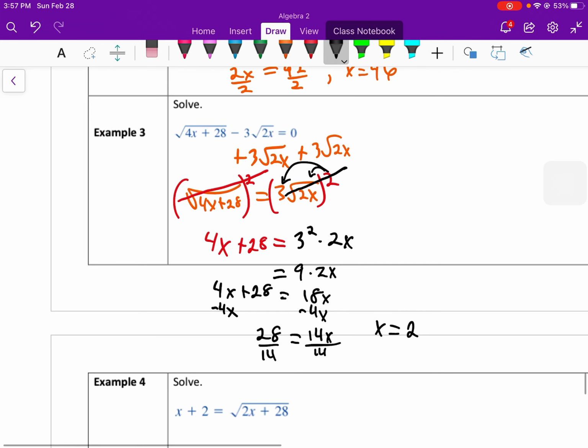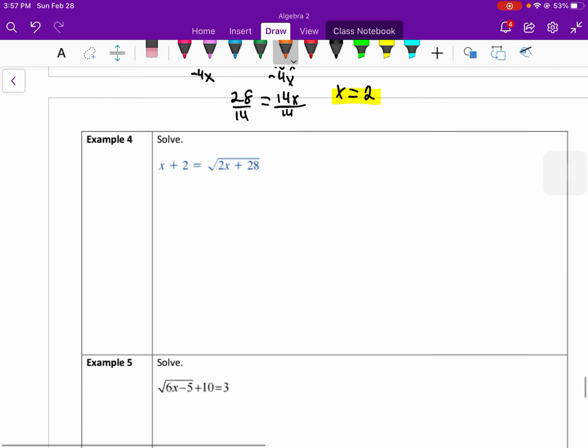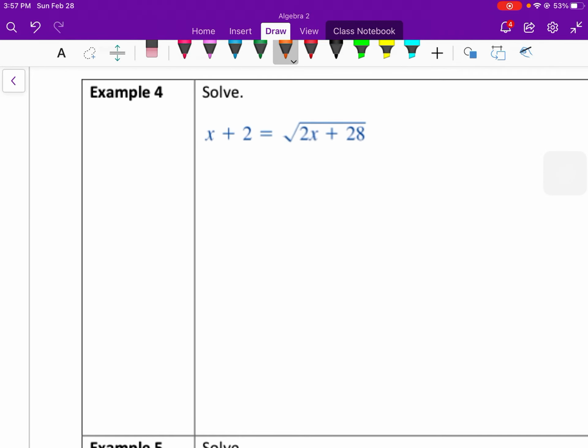Okay, so let's check. Let's plug it in. We would have 4 times 2, if I plugged x in, is 8, plus 28 is 36, square root of 36 is 6. If we plug it in here, so let's keep note of that. 6 minus, it'd be 2 times 2 is 4. So the square root of 4 is 2. 3 times 2 is 6. 6 minus 6 is 0. Good. So we verified that that is a real solution, and it is not an extraneous solution.